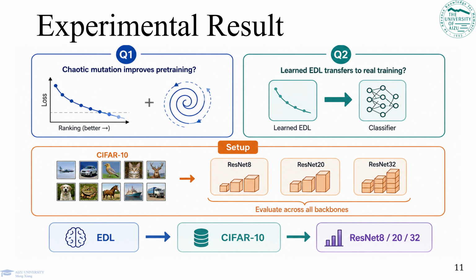Now I will present the experimental results. Our experiments answer two questions. First, does chaotic mutation improve EDL pretraining in probability space? Second, can the learned EDL loss transfer to real classifier training? We evaluate EDL on CIFAR 10 with ResNet 8, 20, and 32.